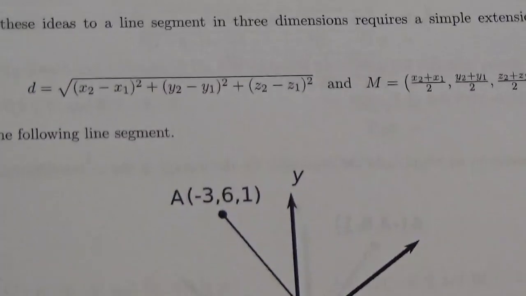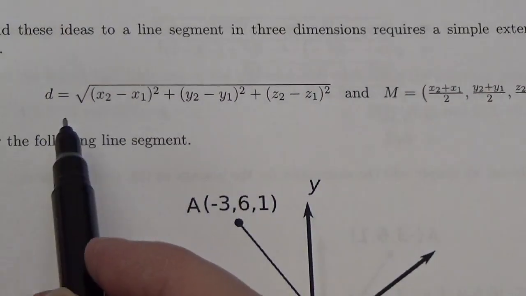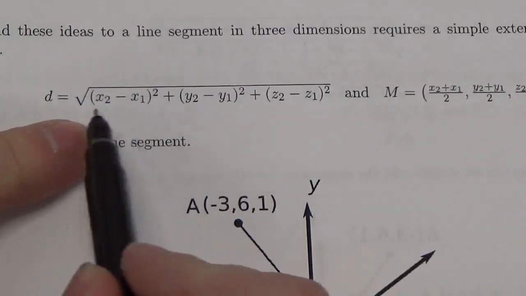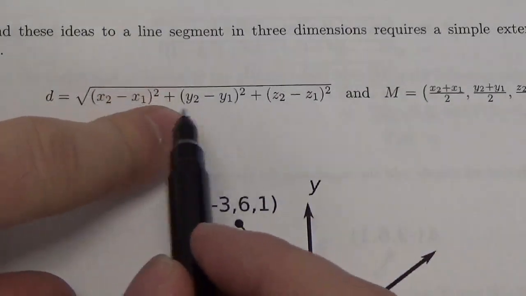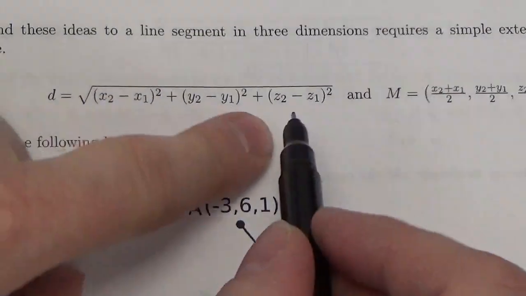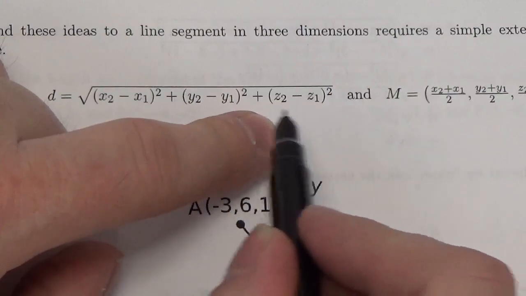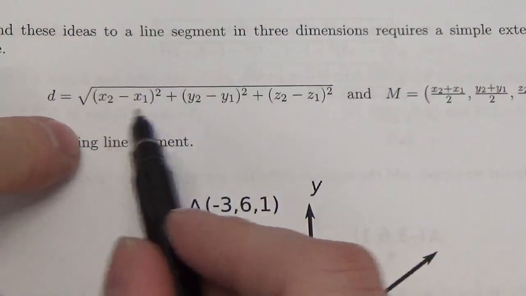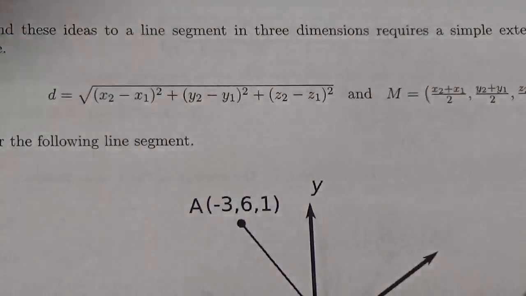Whoops, wrong way. So just take a look at our formulas here. Notice that the distance formula, x2 minus x1, that's the same. y2 minus y1, that's the same. But now we've got this other term here, z2 minus z1. But it follows the same pattern beautifully.